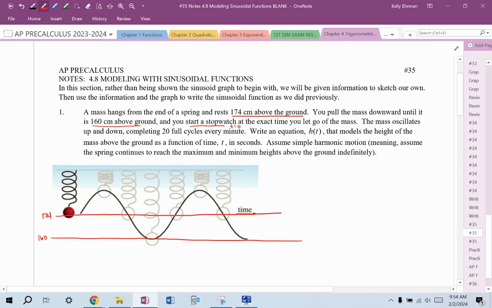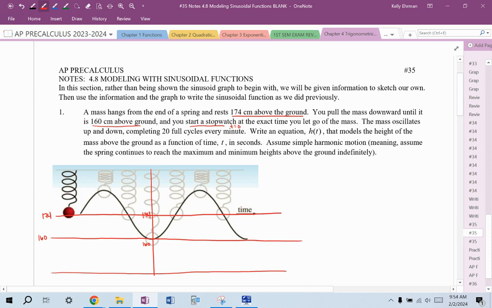So let's place our y-axis. Okay, here we are. We've stretched this thing to the bottom. Let's say that this is the y-axis. This is t equals 0. And the x-axis, or the t-axis, I guess, I'm just going to put down here somewhere. So I know this is 160, this is 174. That's what I know so far.